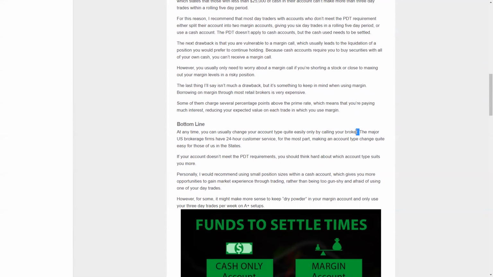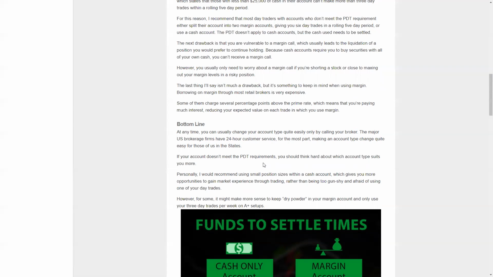Bottom line, at any time you can usually change your account type quite easily. Okay, if you're on a margin account right now, and you're like, man, I kind of like this idea with a cash account, let me go ahead and see what I can do, you can call your broker. The major brokerage firms have 24-hour customer service for the most part, making an account type change quite easy for those of us in the U.S.